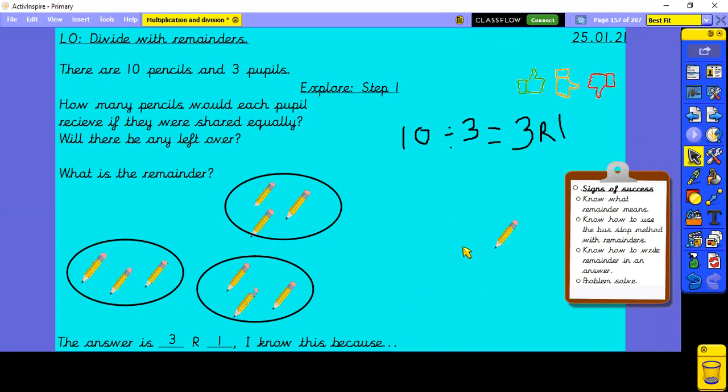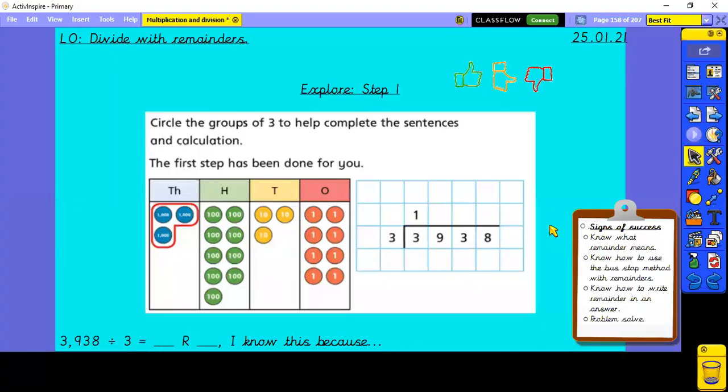So well done if you had a go at this one and got it correct. And if you didn't, have a look at the mistake you made. Okay, so like we were using our place value counters to divide without remainders, we can also use the same method with remainders because we can see visually what will be left over. They've done the first one for us. We're dividing 3,938 by 3, and we've got 1 group of 3 in our thousands column, so our answer is 1. Again, if you feel confident, pause the video and do this now and think about your remainder. And if not, keep watching and I'll model how we solve this problem.